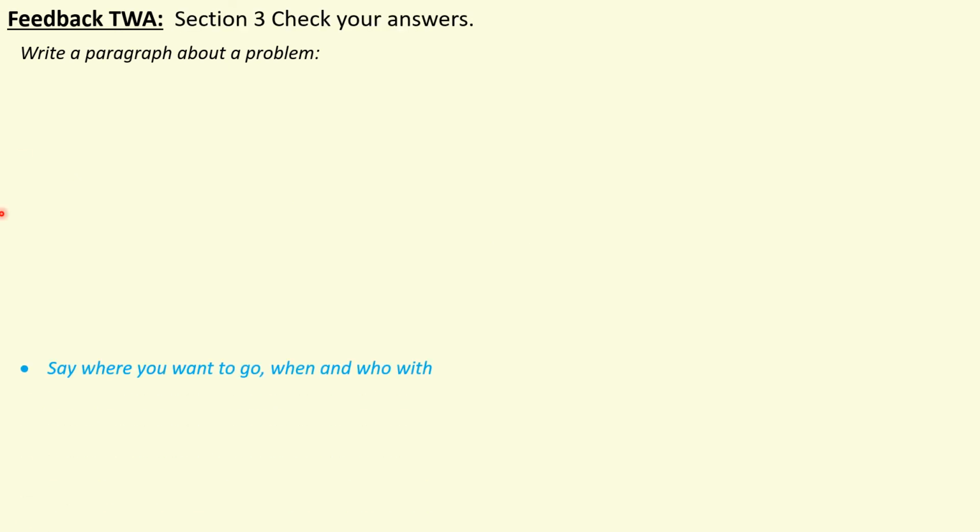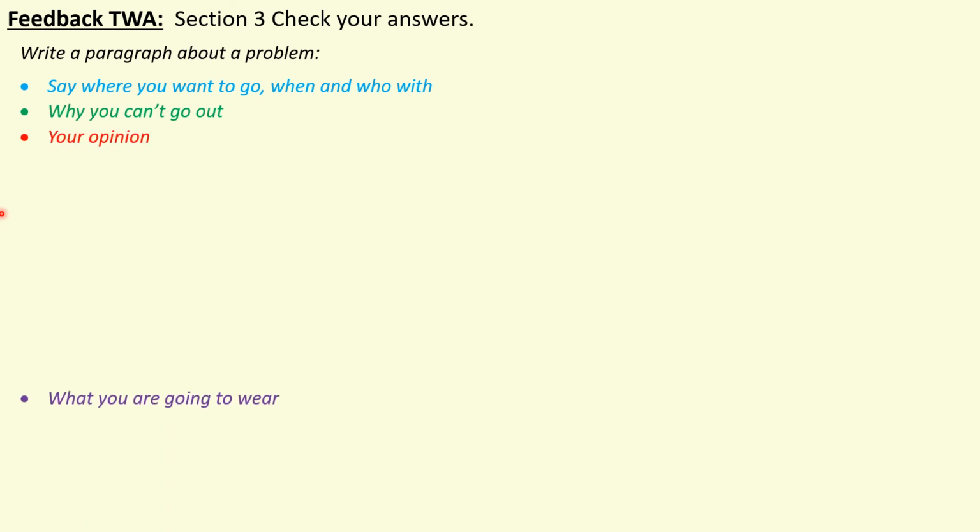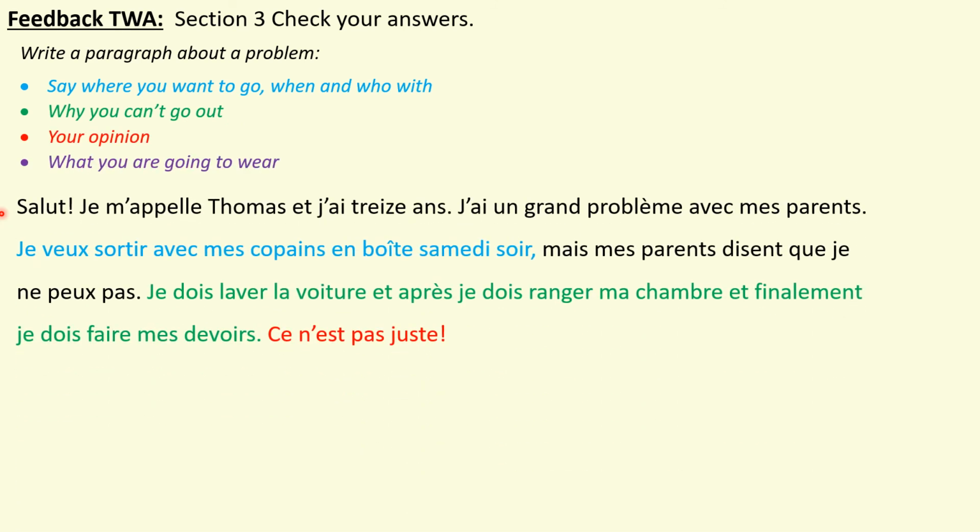Okay, so here's the criteria. Here is the paragraph. So, first of all, say where you want to go, when and who with. Well, the highlighted blue is here. Je vais sortir avec mes copains. I want to go out with my friends. En boîte is the place. And samedi soir is when. Okay, they're the details there, and they should all be in one colour.